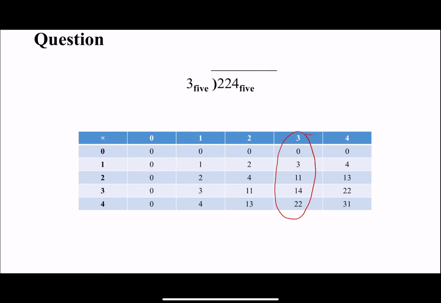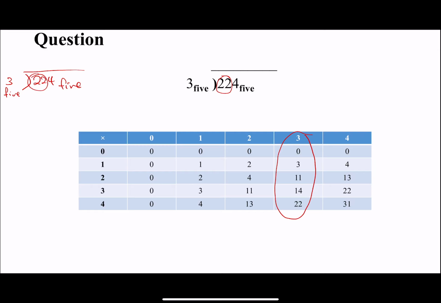Okay, please pause the video if you need more time. Okay, we want to divide 2 to 4 base 5 by 3 base 5. First of all, 2 is smaller than 3, so I go with 2, 2. I start with 2, 2.